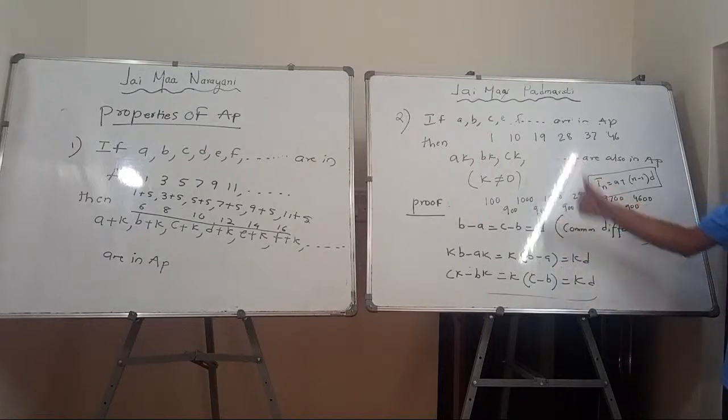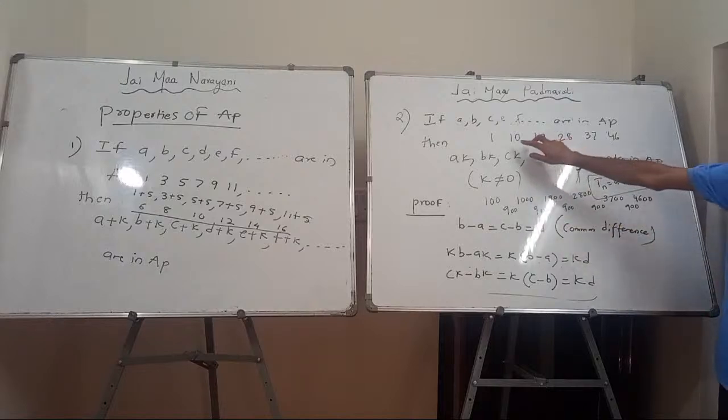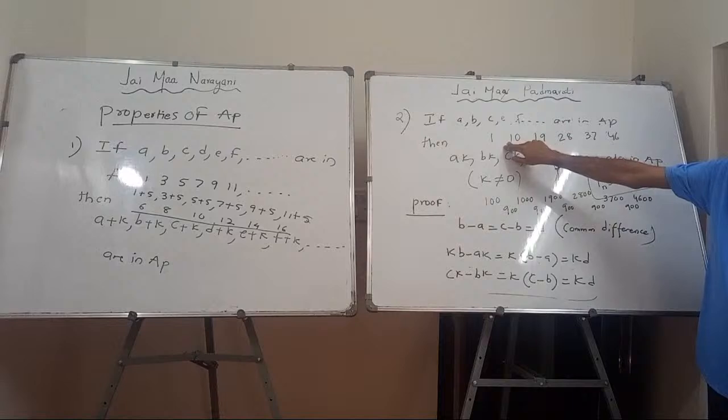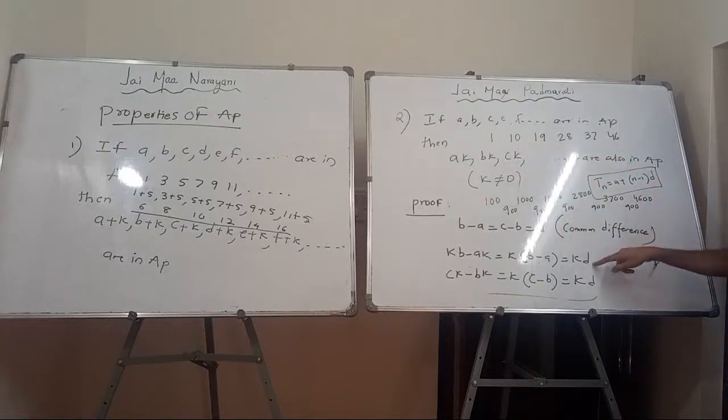So that is what we were doing. The difference will be KD. Initially the difference here is 9, no? 9 into 100, 900. KD is: K is 100, D is 9. 9 into 100 is 900.